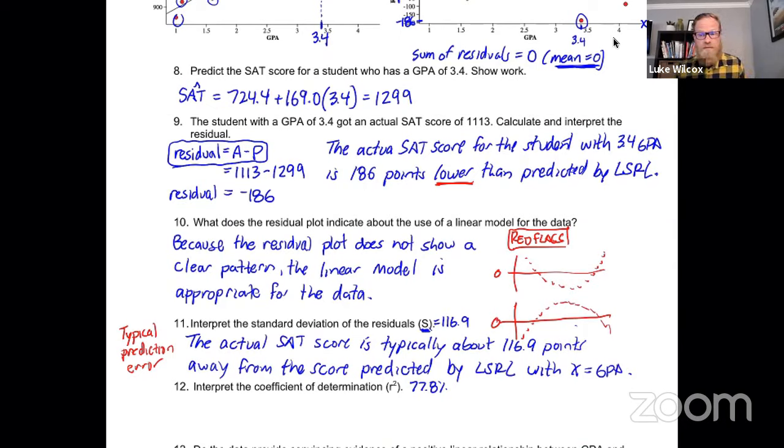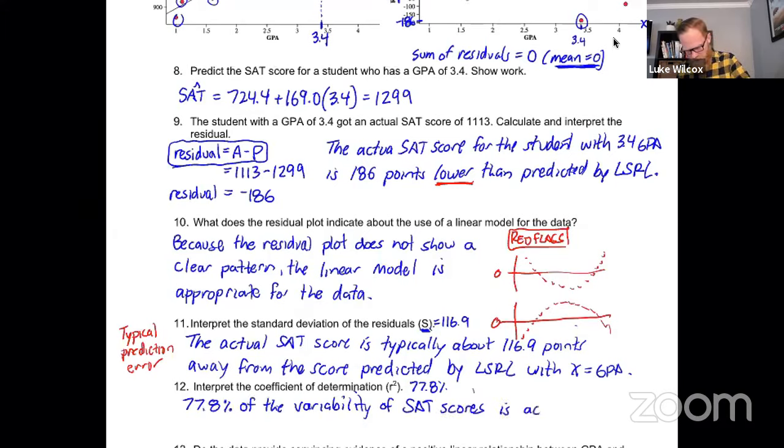Now, in terms of interpreting it, you sort of have to know this one. There's a little bit of a sentence frame that you're going to want to use here. And we're trying to describe that percentage. So I'm going to say 77.8% of the variability in the Y values. And in this case, that's SAT scores. So I'm going to say of SAT scores is accounted for by the LSRL with X equal to GPA. That's just typical wording that you'll see even on the AP exam.